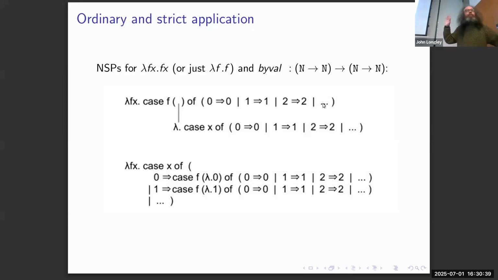So we should get pretty tired of seeing all this 0 goes to 0, 1 goes to 1. I'll include those for the first few, so that you get the idea that they're really there. Okay, so this is the ordinary application, or if you like, the eta expansion of the identity. What about the strict application, call by value?